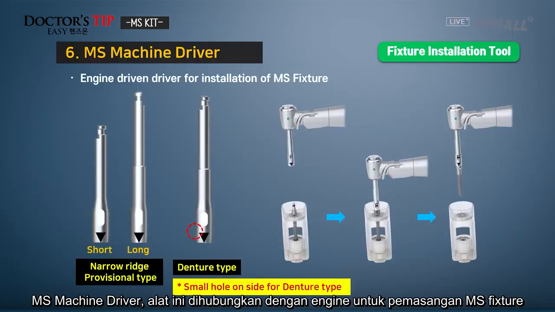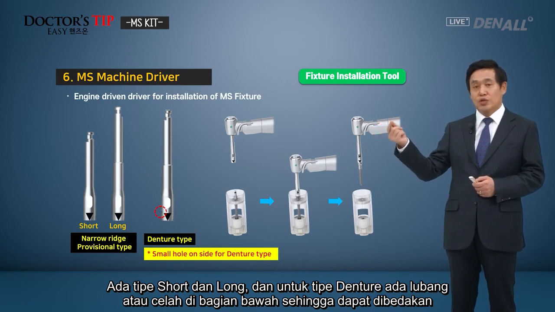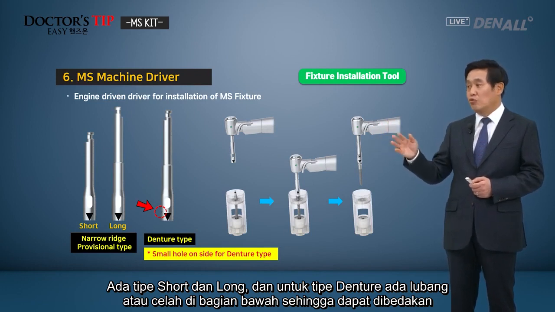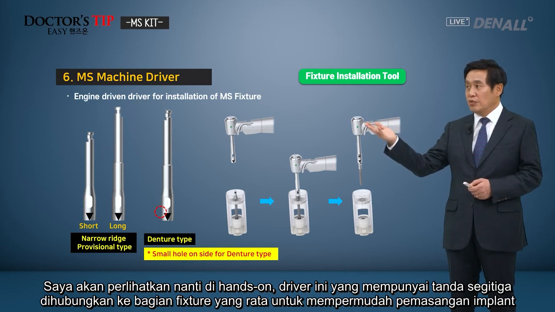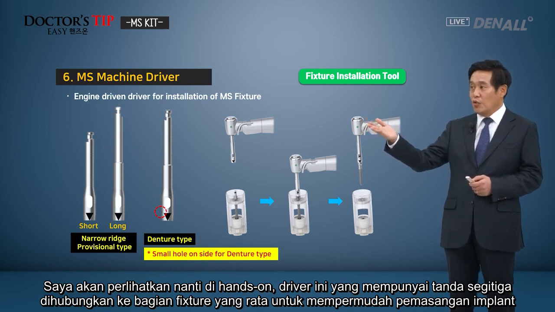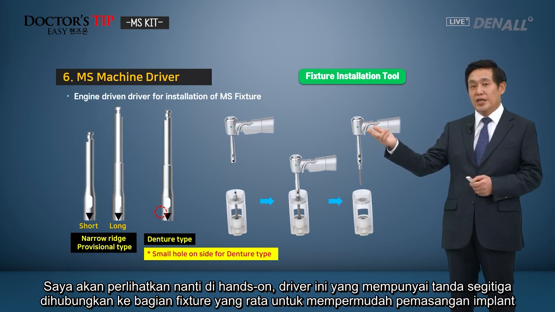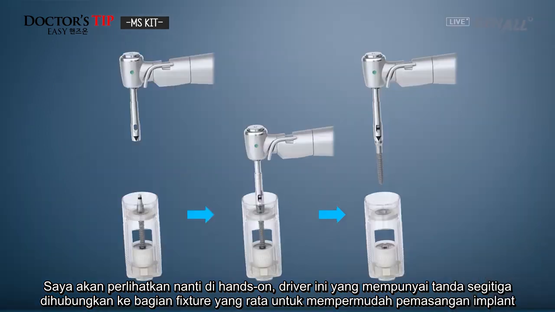Next is the engine-driven driver for installation of the MS fixture. You have short and long types, and for the denture type, you have a bit of a notch or hole at the bottom. So you could distinguish the denture type from other types. I will show you again in the hands-on. But for this engine-driven driver, the black triangle part, you connect to the flat part of the fixture, then it will be easy to place the implant.